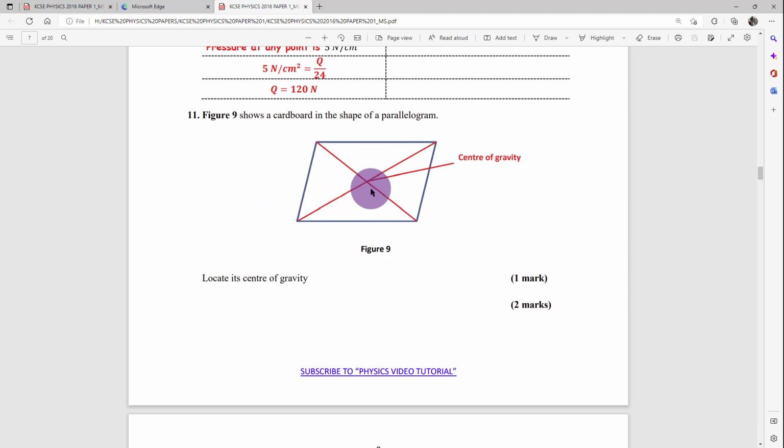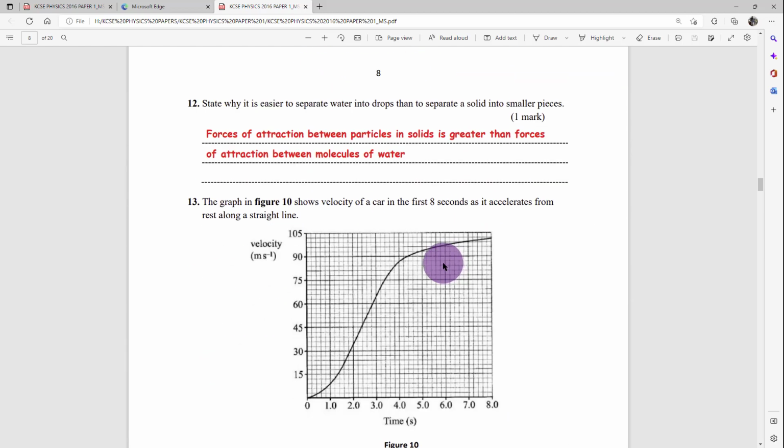Draw the lines, and then where they intersect, name that point COG, or just write the full name, center of gravity. That is what is expected. Let's look at question 12.